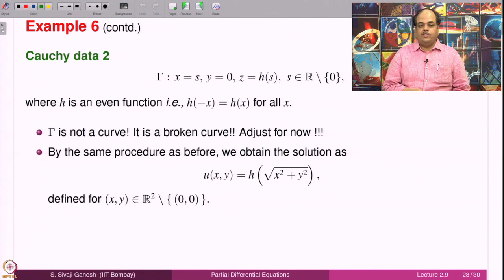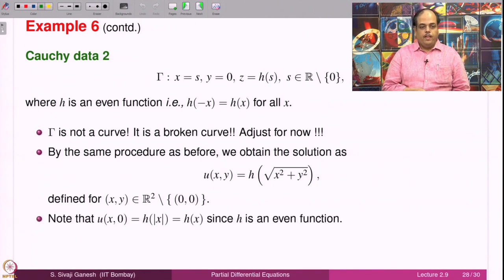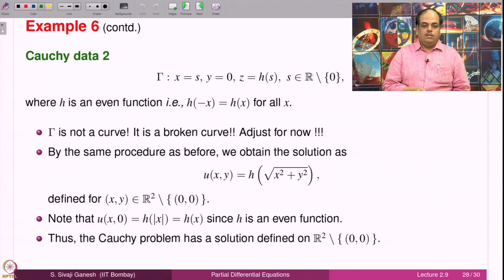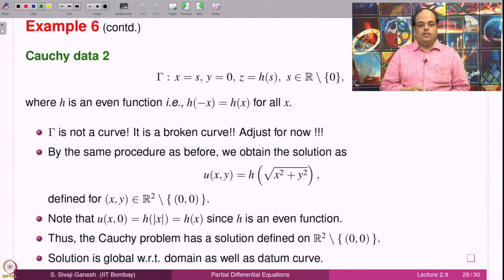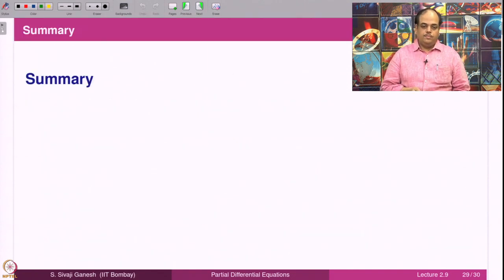This is defined whenever (x, y) is different from the origin, and it is a smooth function. If h is a differentiable C1 function, then this, being a composition of C1 functions, will be a C1 function and it will be a solution. See, now u(x, 0) is h of mod x, and that is equal to h(x) because it is an even function. Thus, the Cauchy problem has a solution defined on R^2 minus origin. So, it is global with respect to domain, and therefore global with respect to data as well. The solution is global with respect to both.